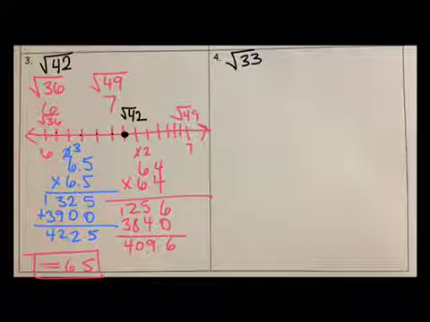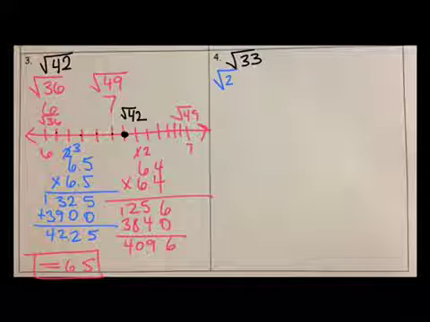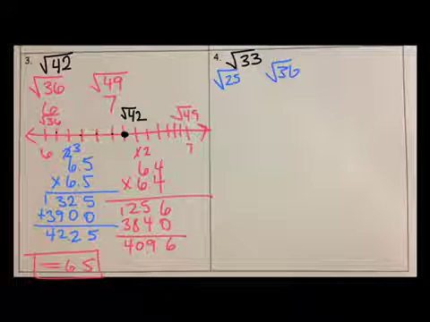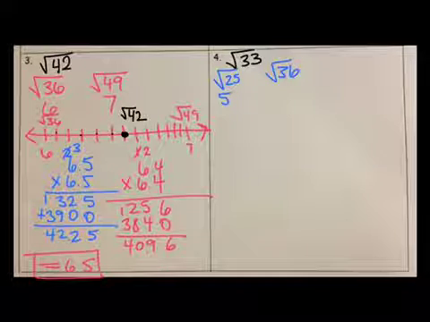Now let's try the square root of 33. So first step is to find the perfect squares that 33 falls between. So the perfect squares are 25 and 36. So we're working between the integers of 5 and 6.